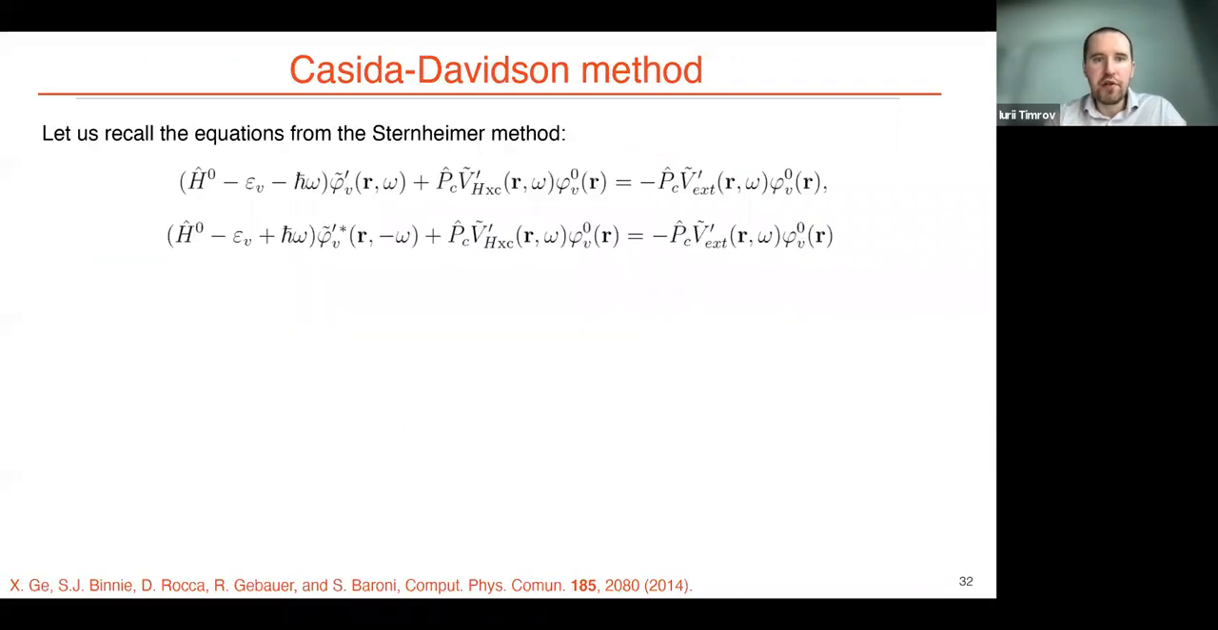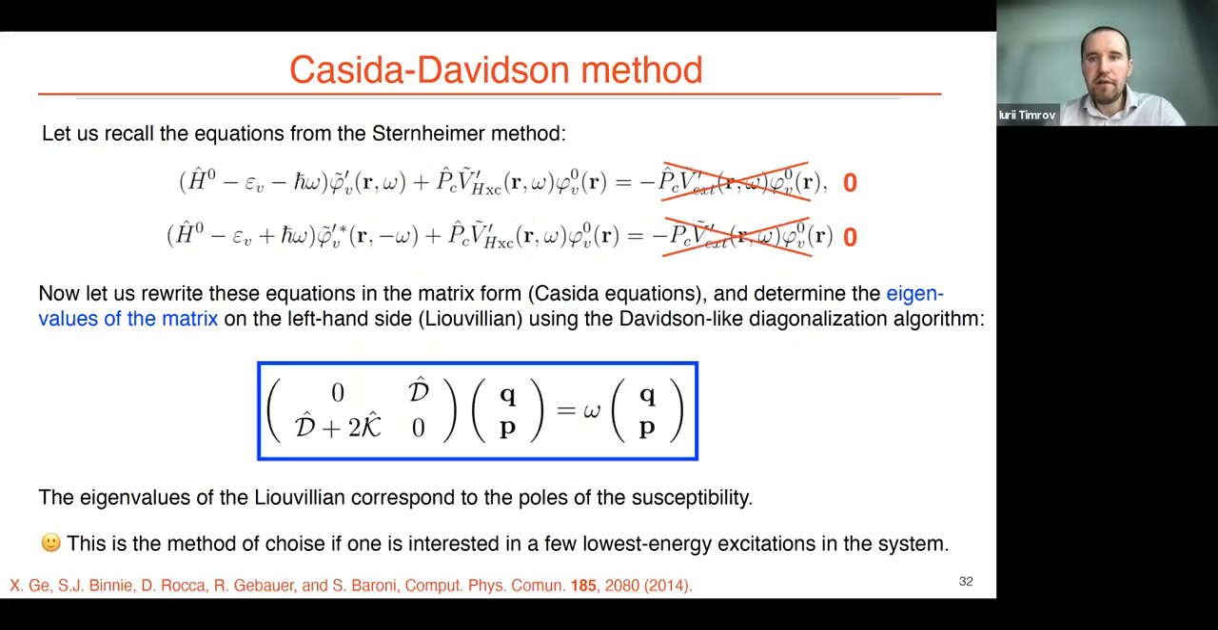I write down equations that you saw already before, these resonant and anti-resonant linear response equations. We say the following: the right-hand side, which is the perturbation, because we have an external perturbation potential, we set to 0, and we can write the remainder of this equation in a matrix form. It's called the Casida equations. It's from the quantum chemistry community. Maybe you're familiar. We have this matrix equation and want to diagonalize the matrix on the left.